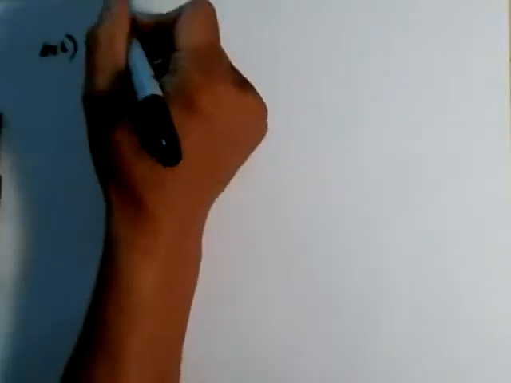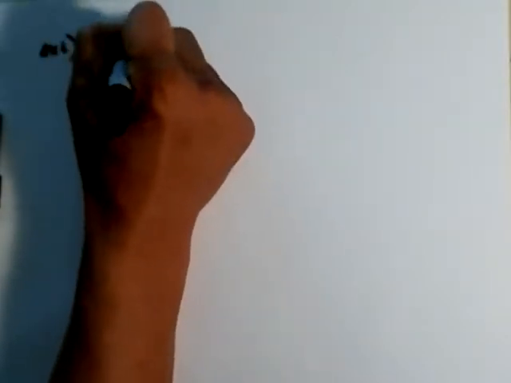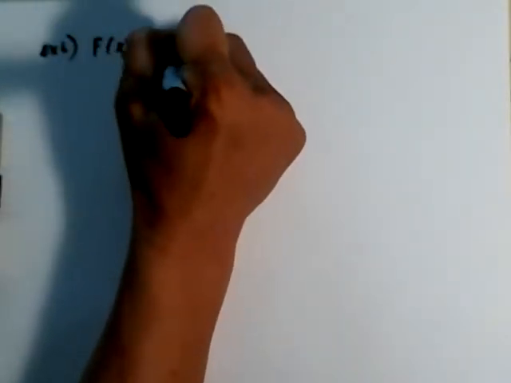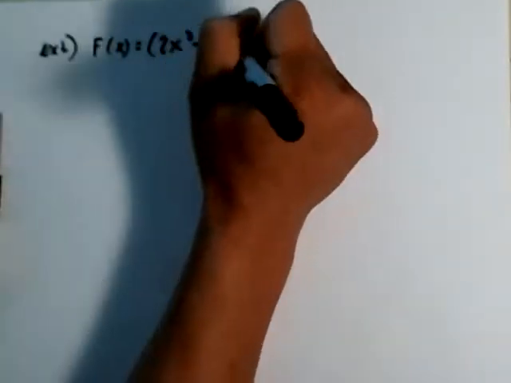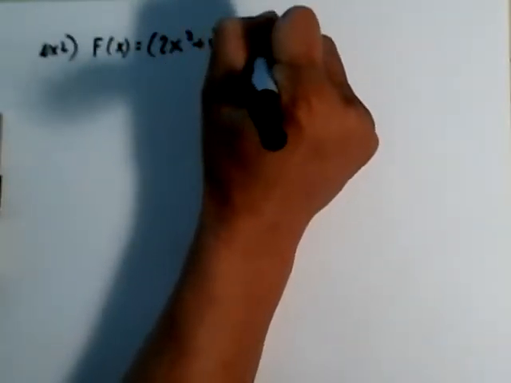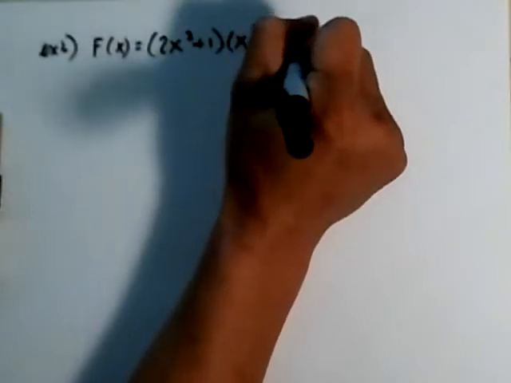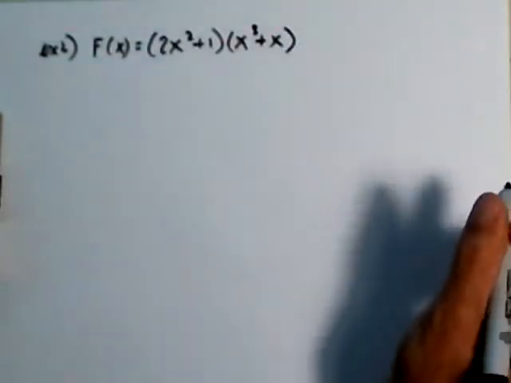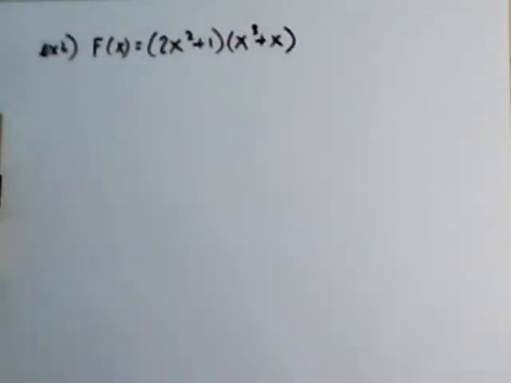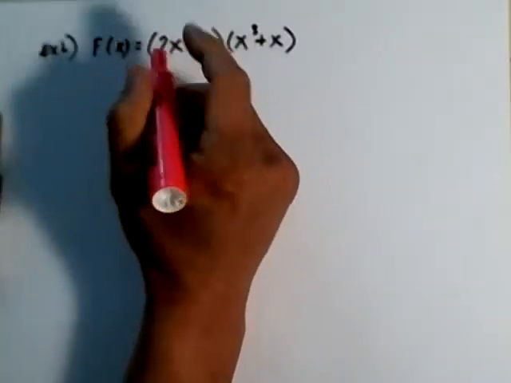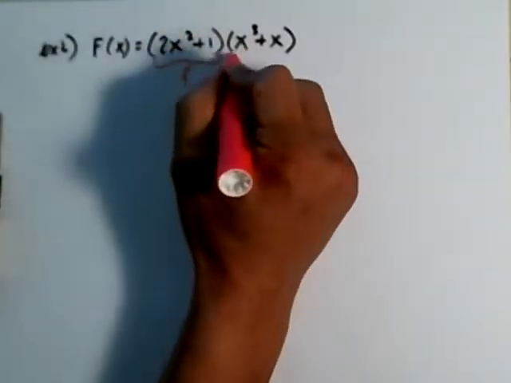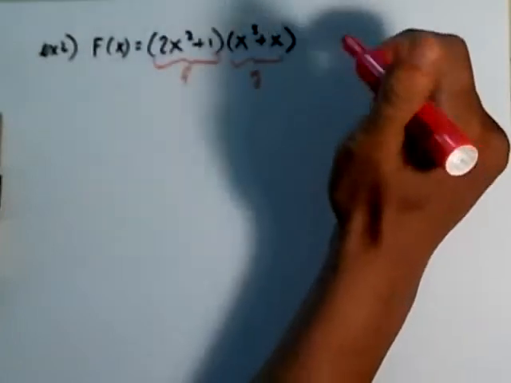What's another example that I just did? Oh yes, here's another example. Example 2. Let's say the function looks something like this: 2x squared plus 1 times x cubed plus x. Okay, and so the first step we're already going to do is label that. Let's call this f right there, and let's call this g right there.